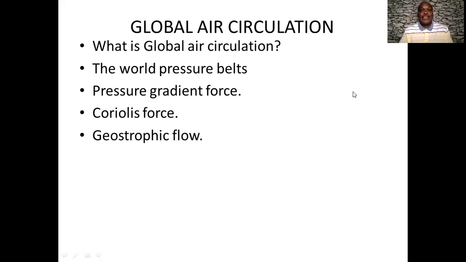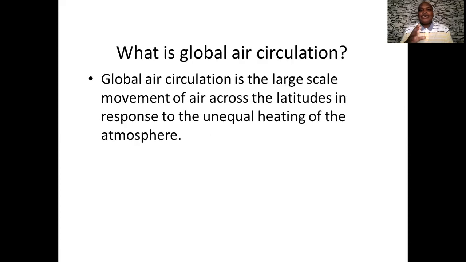Let's start by looking at the definition of global air circulation. What is global air circulation? What you need to understand is that global air circulation is the large-scale movement of air across latitudes in response to the unequal heating of the atmosphere. Since the atmosphere is heated unevenly, that is why we have global air circulation. That is why we have this large-scale movement of air.